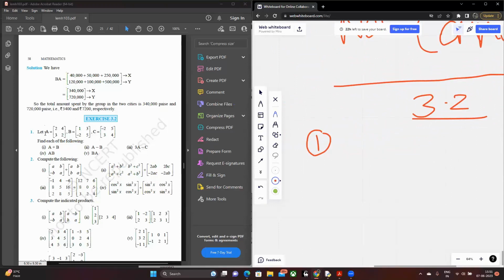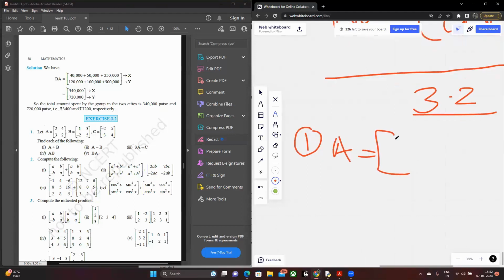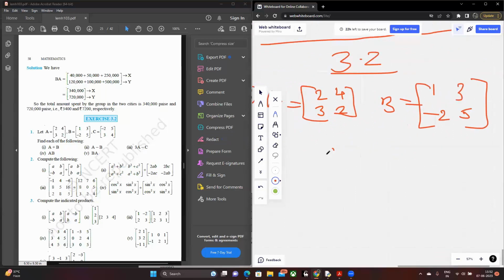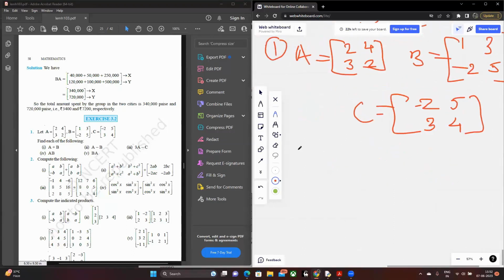Exercise 3.2. Let A is equal to 2, 4, 3, 2. B is equal to 1, 3, minus 2, 5. Wait, I just write this. A is going to be equal to 2, 4, 3, and 2. B is going to be equal to 1, 3, minus 2, and 5. And C is going to be equal to minus 2, 5, 3. So in this question, we need to find the results for several operations.